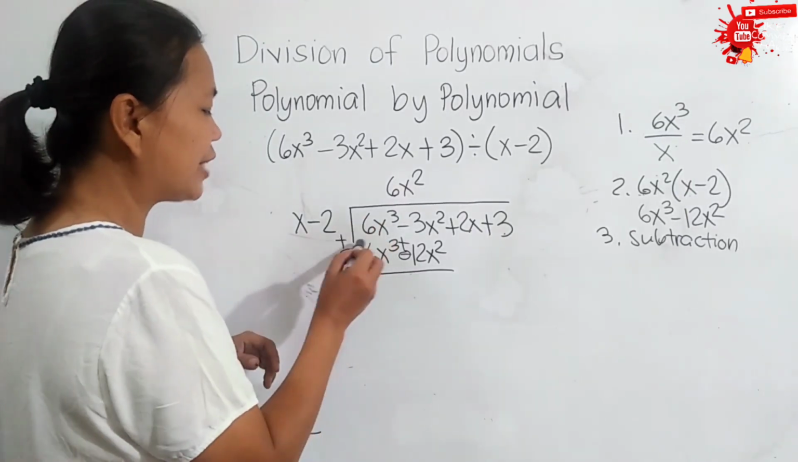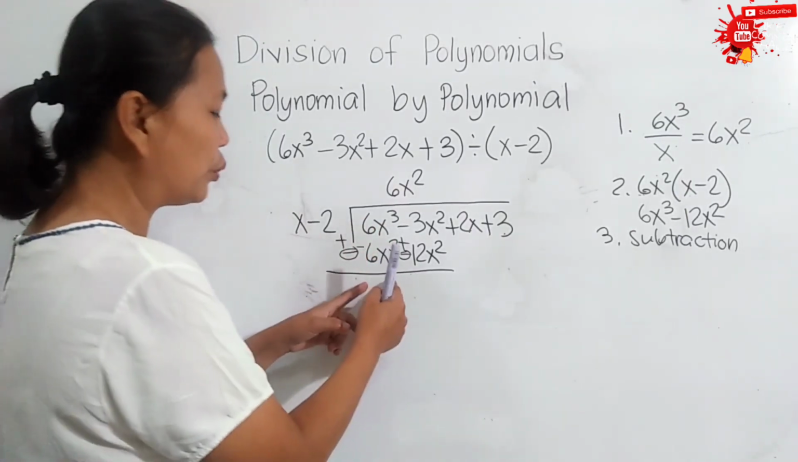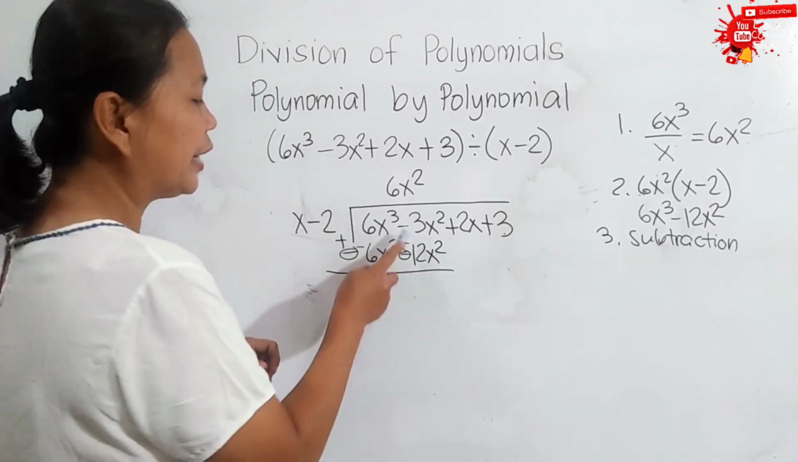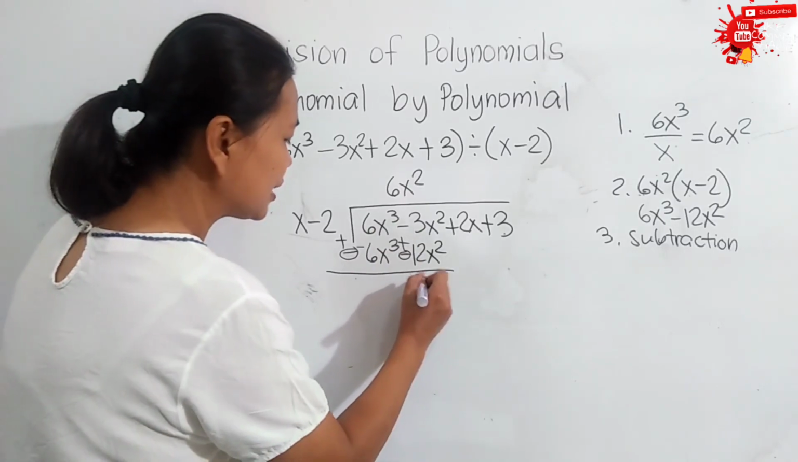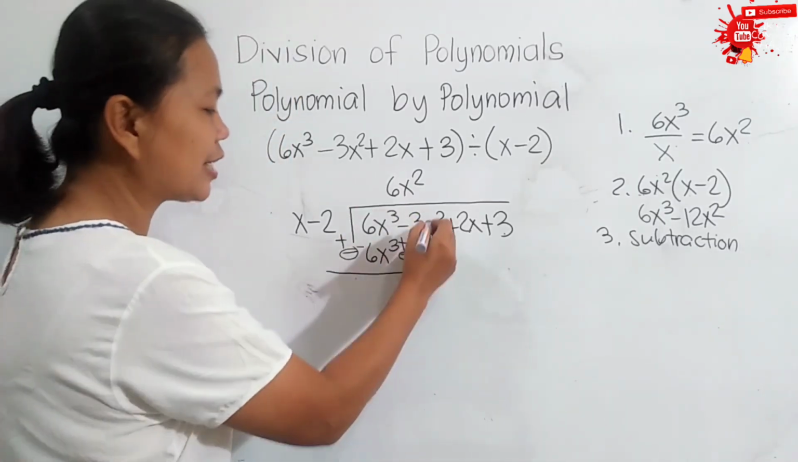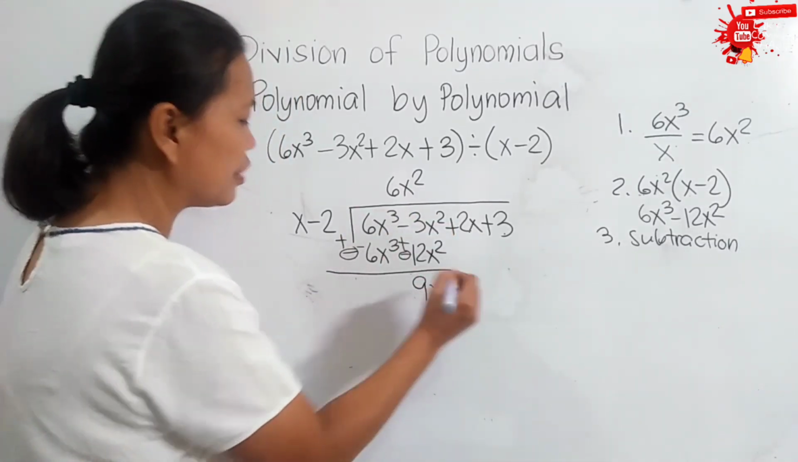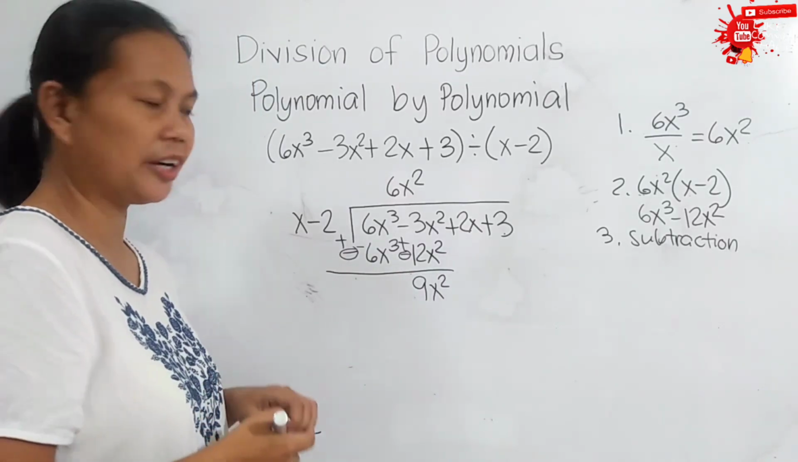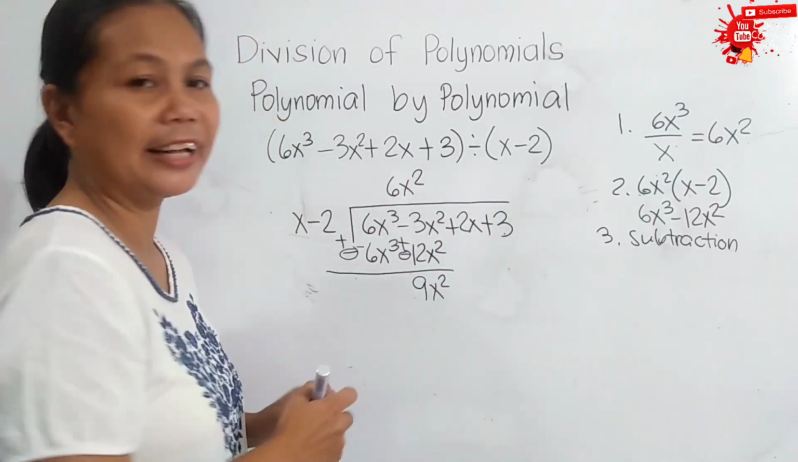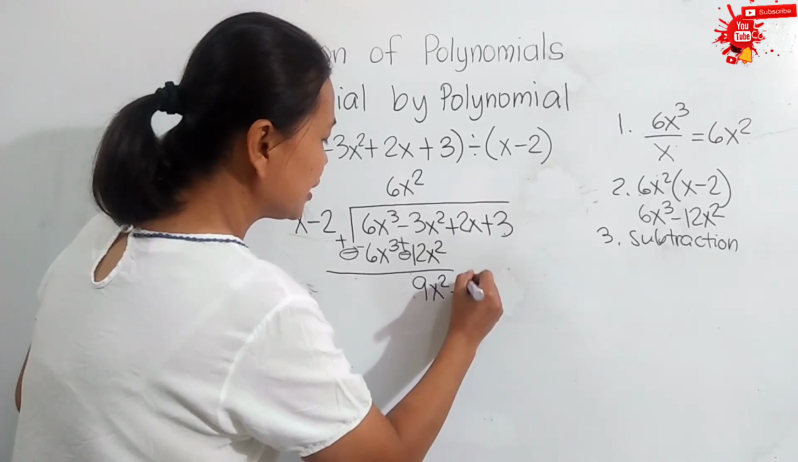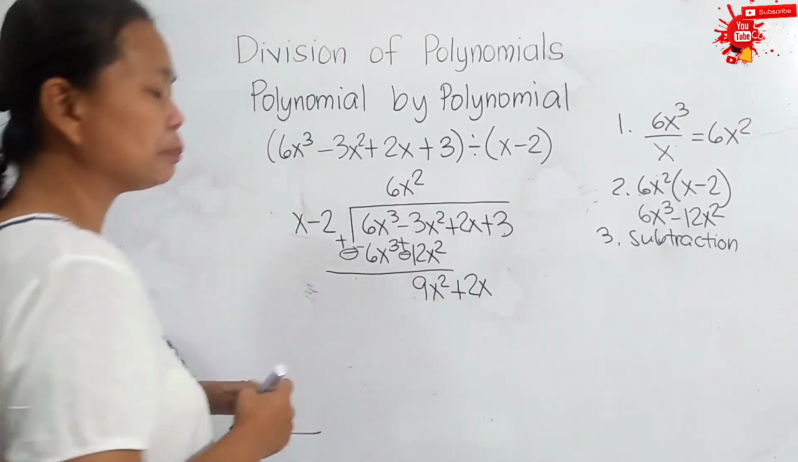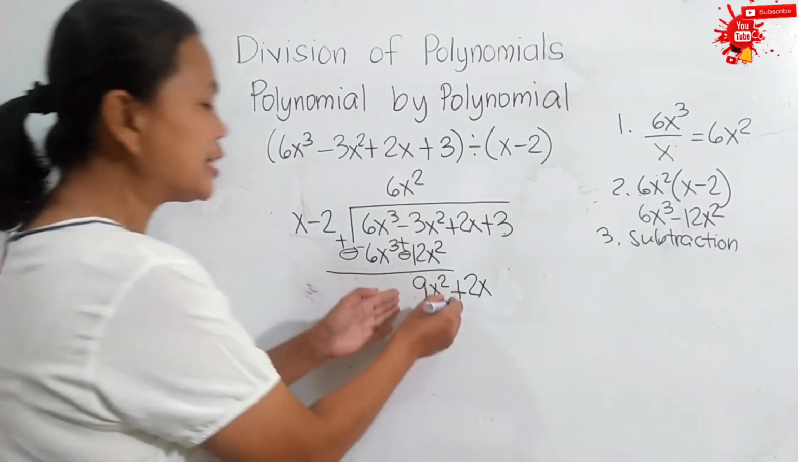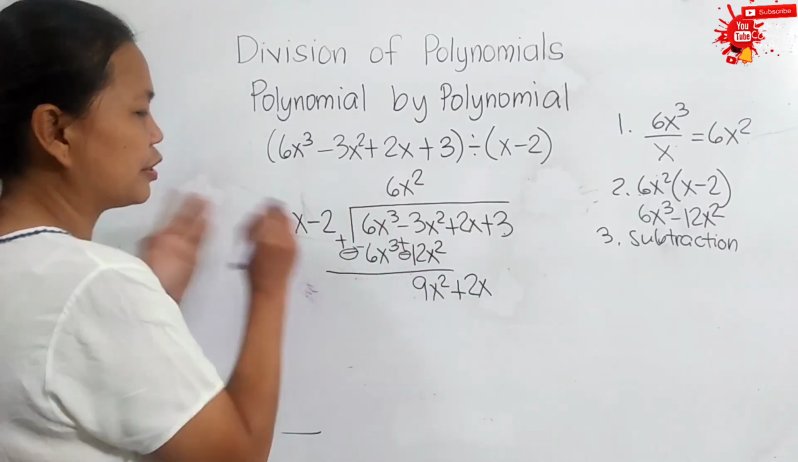So 6 plus negative 6 is 0. So no need to write 0. Then negative 3 plus positive 12. So we have positive 9. Then we just copy the literal coefficient 9x squared. Then we bring down the next term. So positive 2x. Okay? So again, we divide first term by the first term.